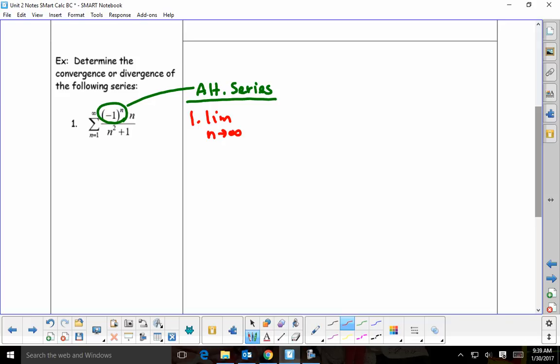And then what's the a sub n part? So again, we ignore the alternating part and we take that limit. And what do I get out? 0, which tells me nothing. Tells me nothing so far.